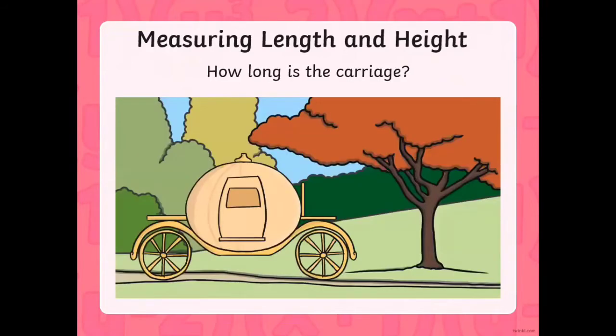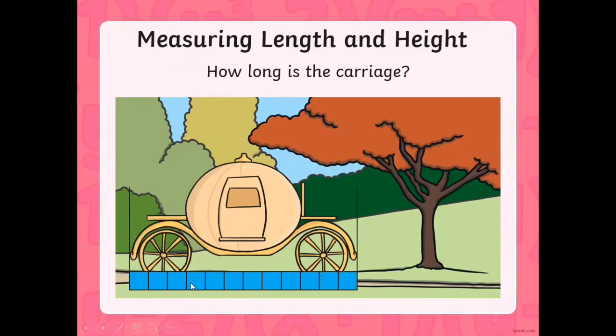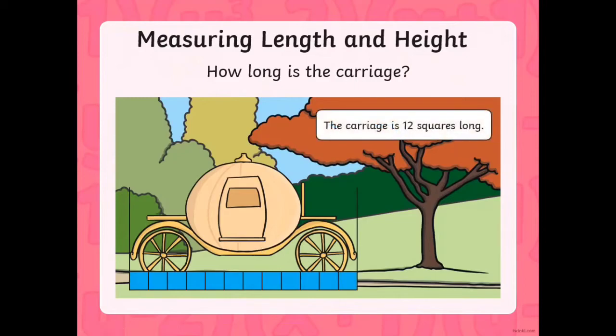Very good. Next one. How long is the carriage? Here you can see the carriage. All right, are you watching cartoons? You can see this one in Cinderella. Let's measure how long it is. How many squares do we have? Can we count? Okay, let's start. 1, 2, 3, 4, 5, 6, 7, 8, 9, 10, 11, 12. Very good. So the carriage is 12 squares long.